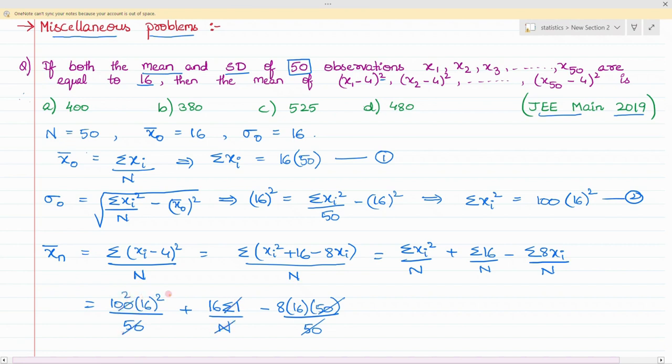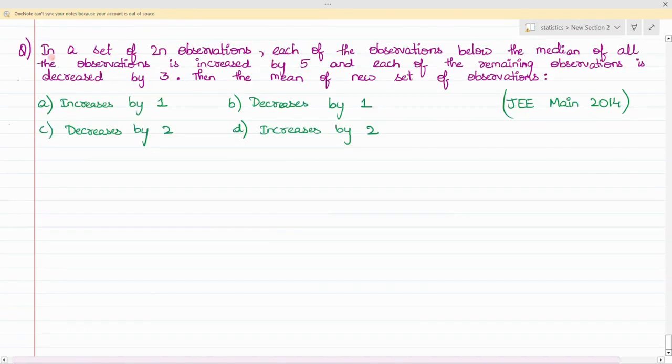This goes with 2 times. Now, if you take 16 common, 16 2s are 32 plus 16 minus 8. It becomes 40 into 16. Take 16 common, you will get 32 plus 1 minus 8. It's like 32 minus 7. And if you multiply with 16, the final answer you will get is 400. So for this question, option A is the required answer.